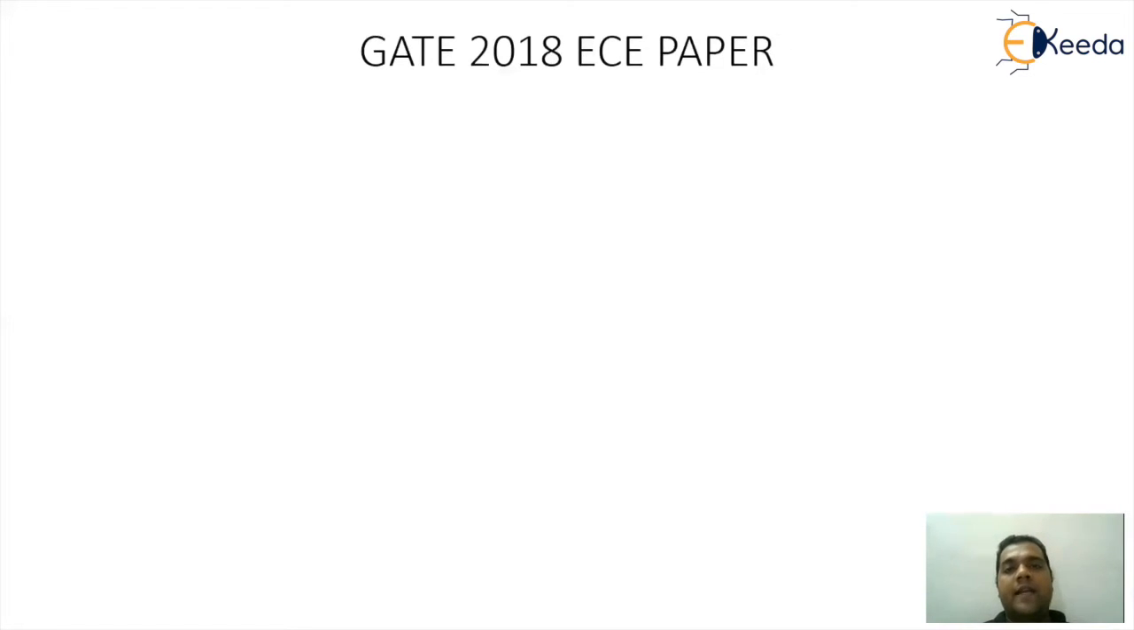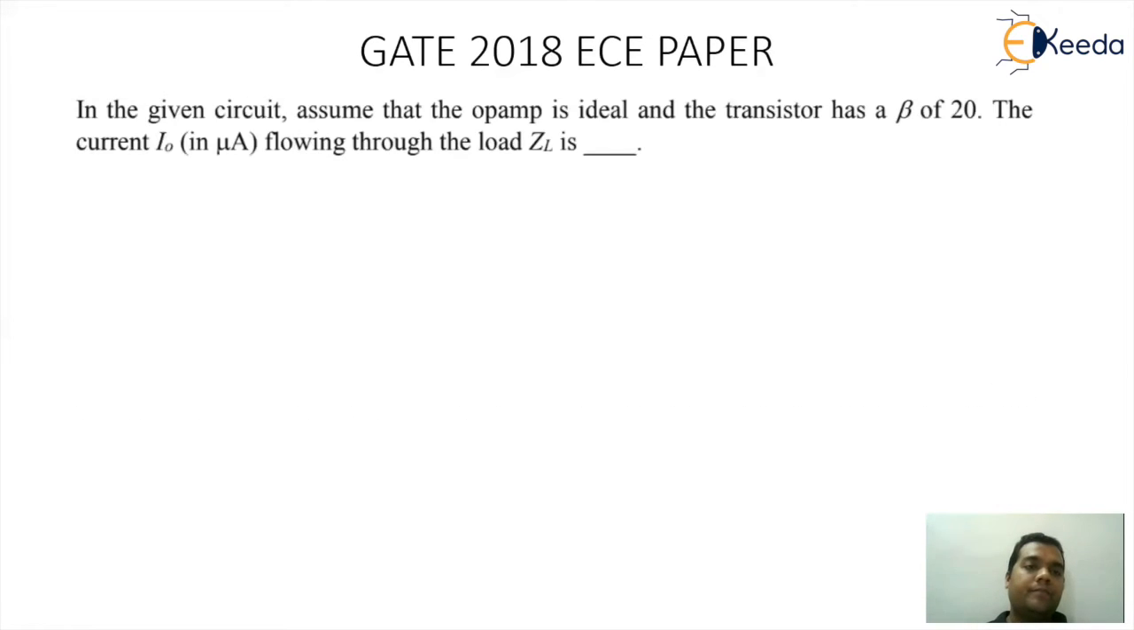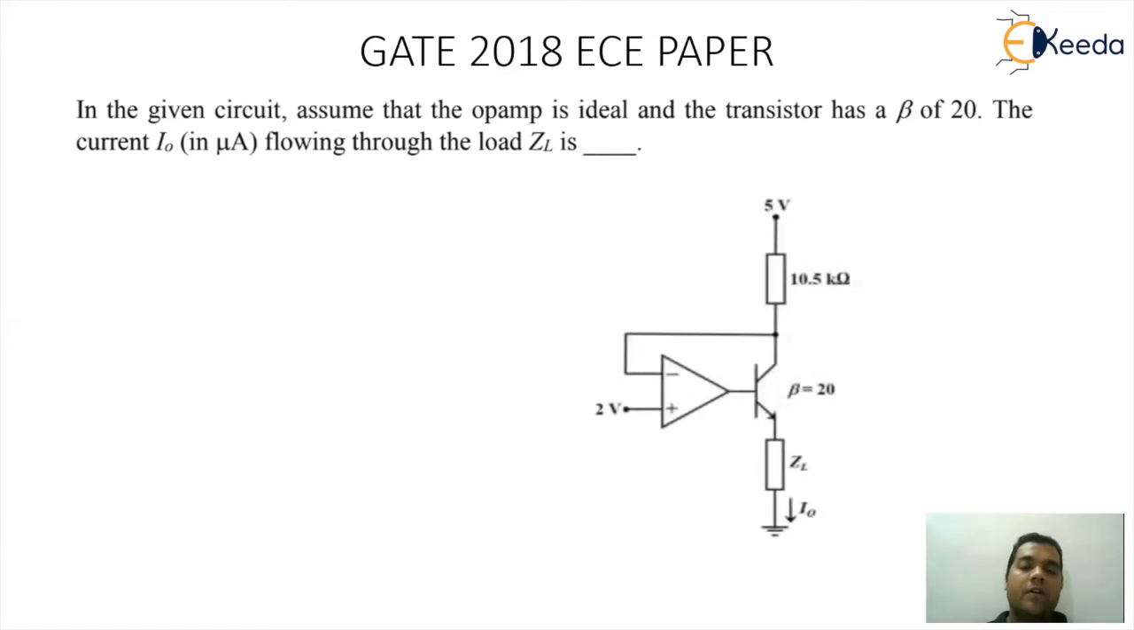Next question is from the GATE 2018 EC paper. Let's have a look at the question. The question is, in the given circuitry, assume that op-amp is ideal and the transistor has a beta of 20. The current I0 in microampere flowing through the load ZL is. So if you observe, this is basically a mixed logic question where we are having a transistor and an op-amp family merged together. If you observe the op-amp carefully, the V plus pin of the op-amp is 2 volt.